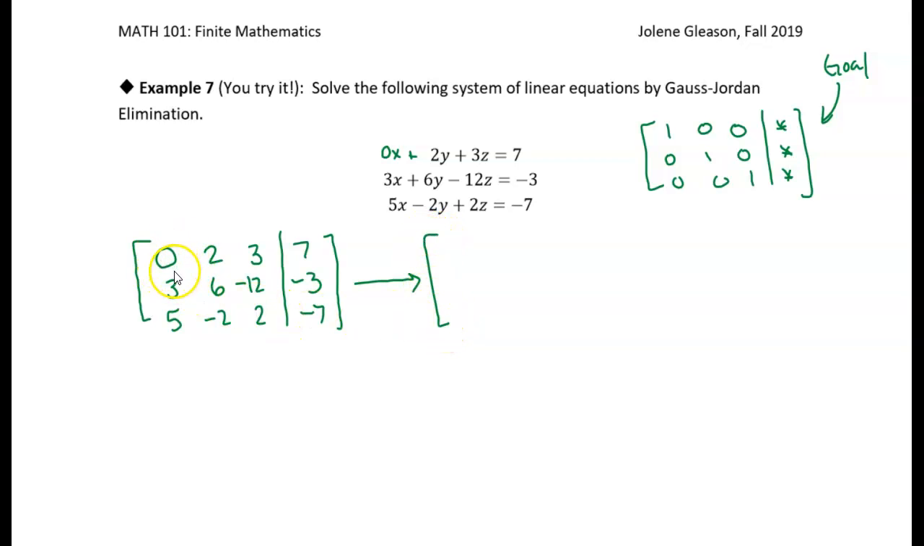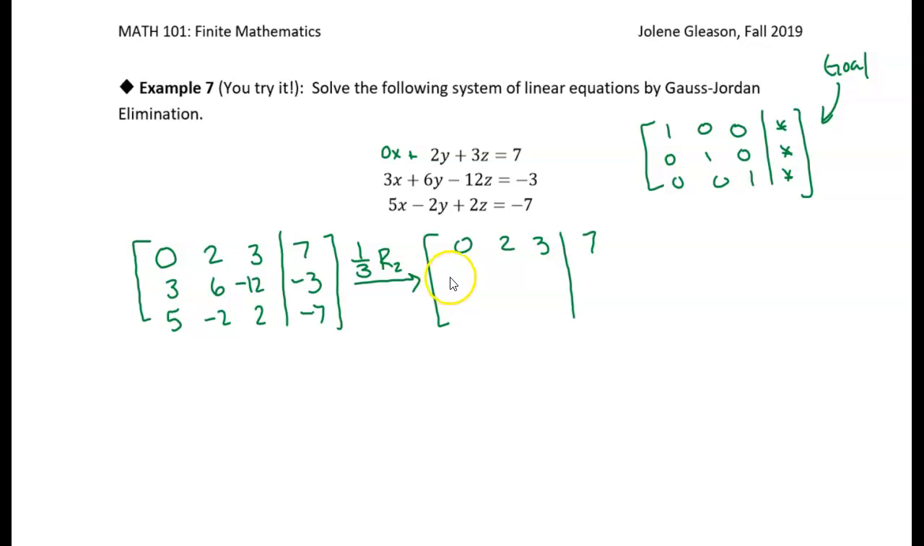I had a 0 here, so there's a number of different ways I could get a 1 up there, and probably the easiest way would be to swap rows. But then I could also see that the second row has a common factor of 3. So I'm thinking that the first thing I might try is just take 1/3 of row 2. Okay.